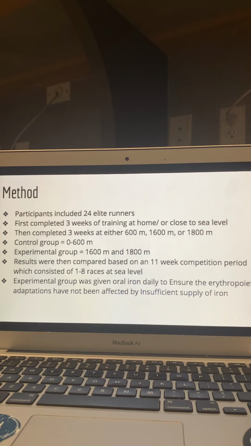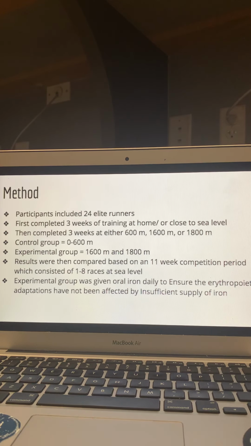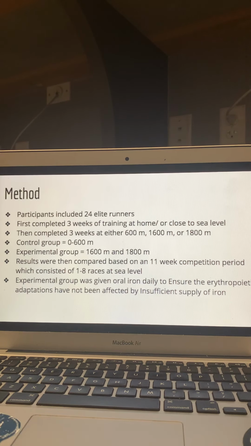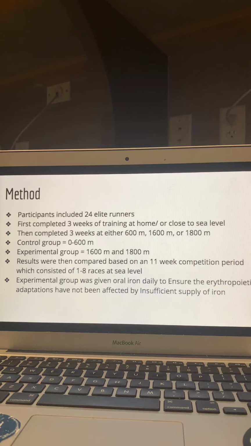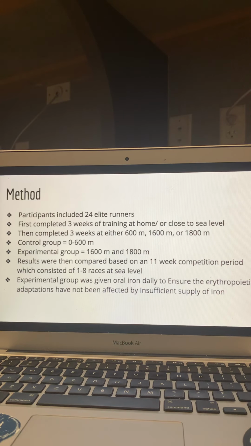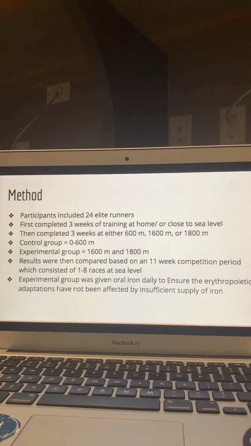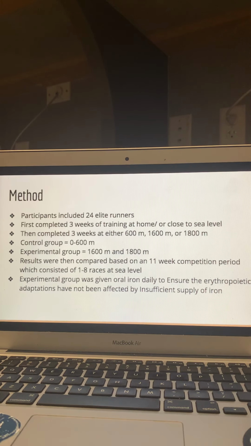The results were then compared based on an 11-week competition period, which consisted of about 1 to 8 races at sea level. And the experimental group was given iron orally daily during the competition weeks to ensure that EPO adaptations have not been affected by an insufficient supply of iron once moved down to sea level.